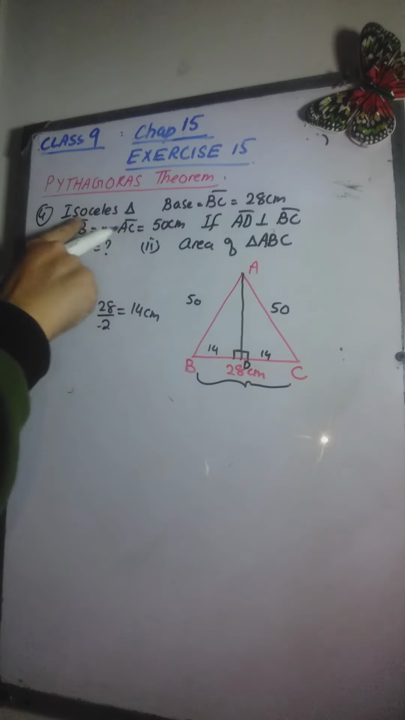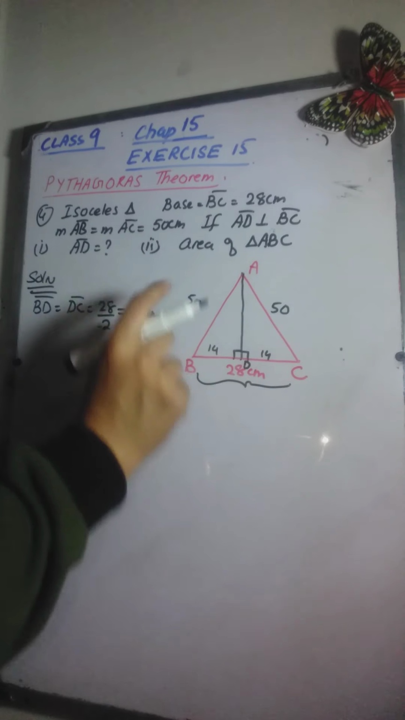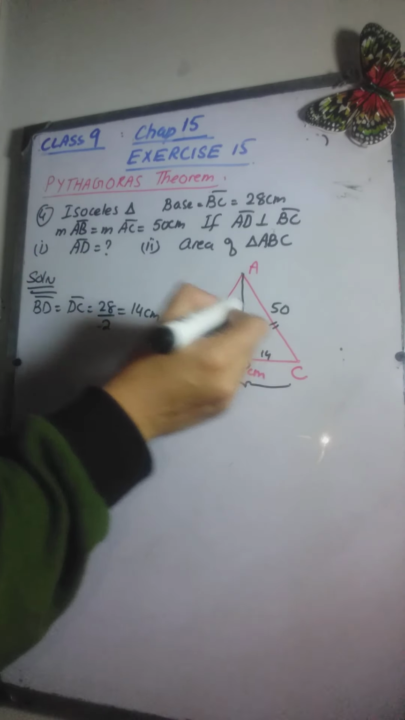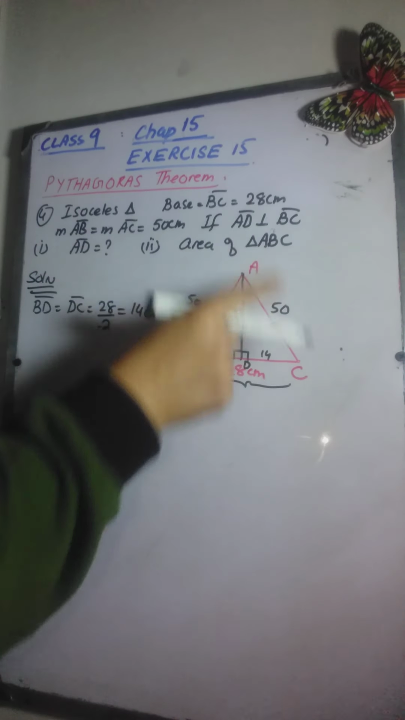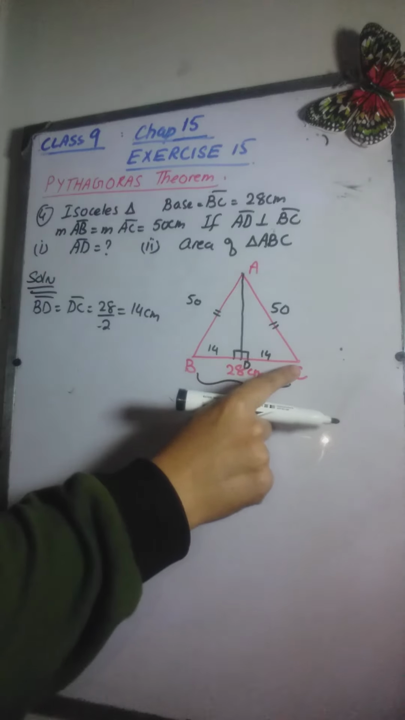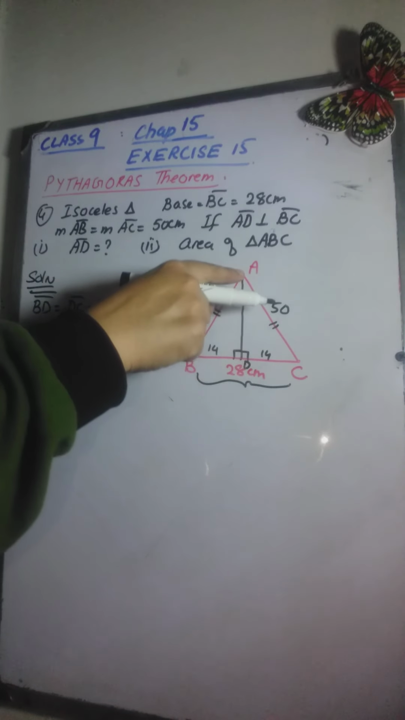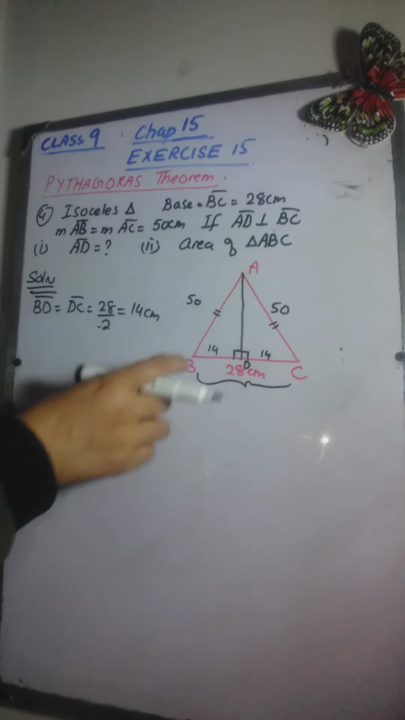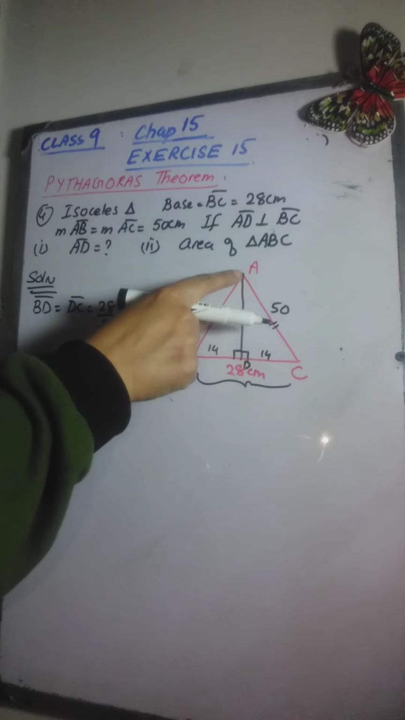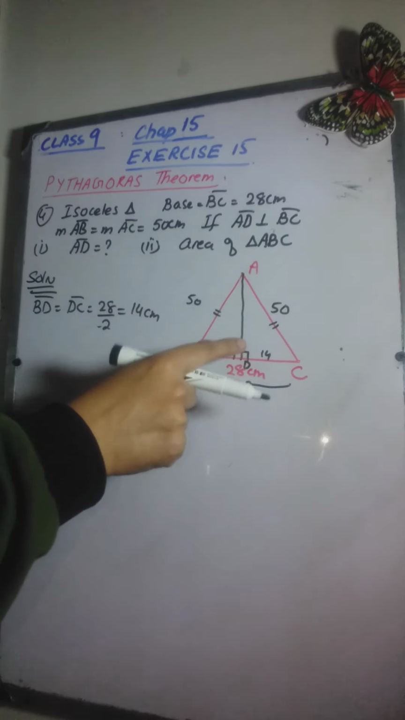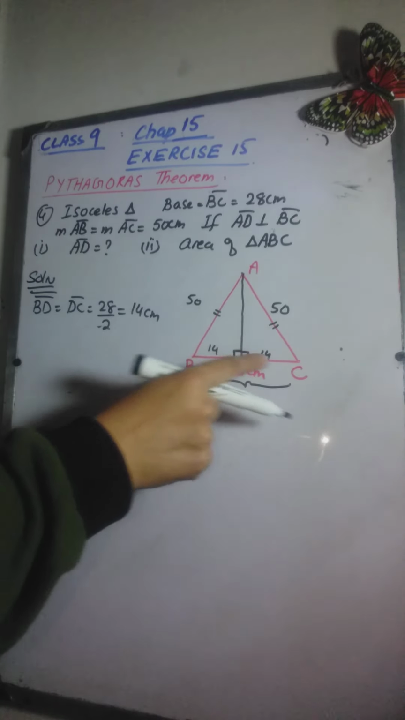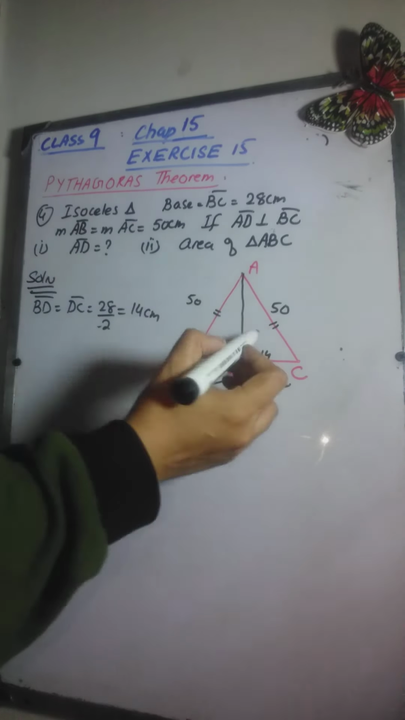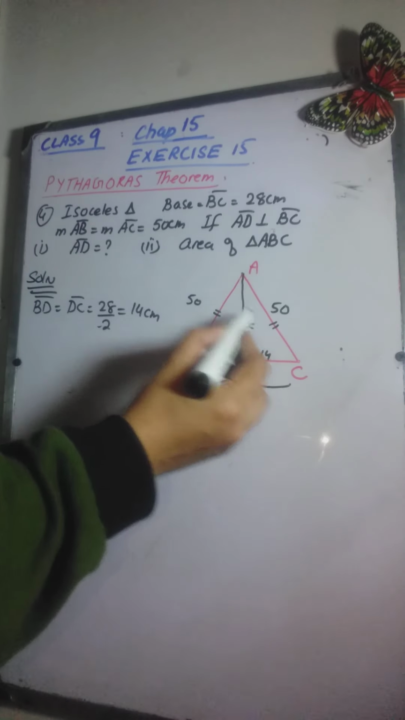So they have given us that the base is BC, and AB and AC are the two equal sides of the isosceles triangle. It is given that AD is perpendicular to BC. It is one of the properties of an isosceles triangle that whenever we drop a perpendicular from A, it will always bisect this side. So we have to find AD. AD is equal to what? Let me name it as X.